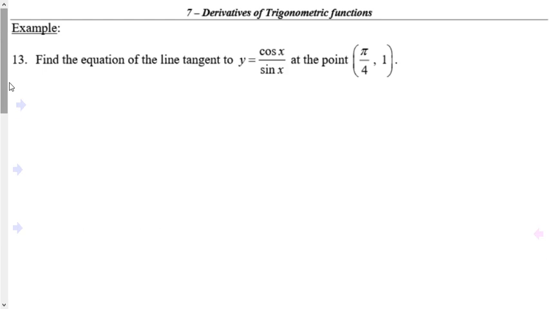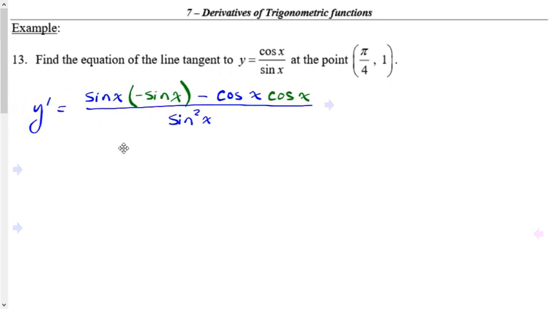We want to find the equation of the line tangent to this function at a point. Similar type of question as we did in chapter 2. So I'll do the quotient rule yet again. Low d high minus high d low, square the bottom, there you go. Notice cos x over sine x, this is a cotangent x. So what we're doing in this question is we're figuring out what's the derivative of cotangent x. What do we get?